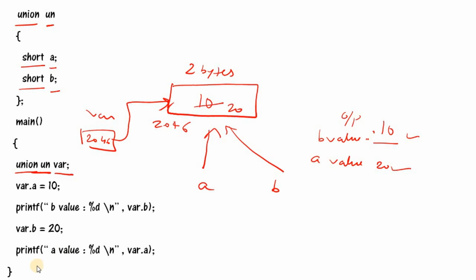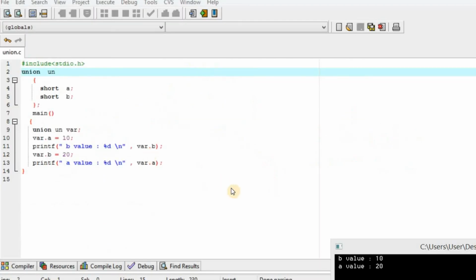Let's practically run this program. See, here in the output the B value is 10 and the A value is 20. So this is a simple introduction of the union concept. I hope you understood now what a union is, how we use it, and what the meaning of using a union is.